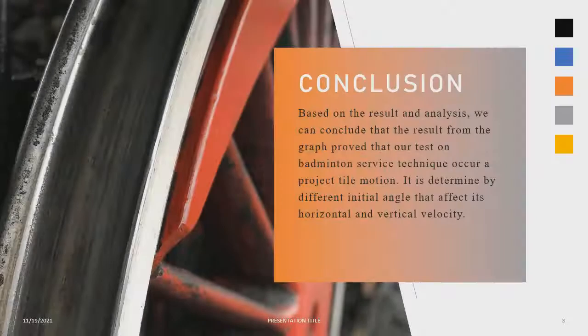Conclusion: based on the result and analysis, we conclude that the result from the graph proves that our test on the badminton service technique shows projectile motion. It is determined by different initial angles that affect its horizontal and vertical velocity.